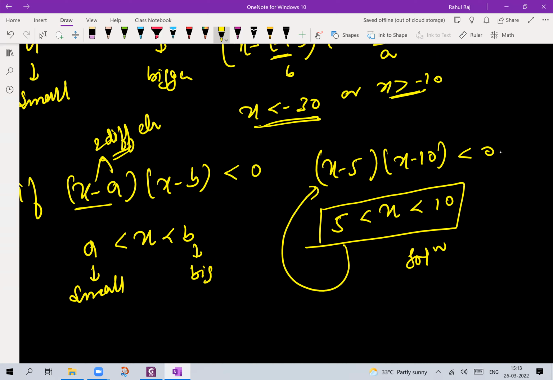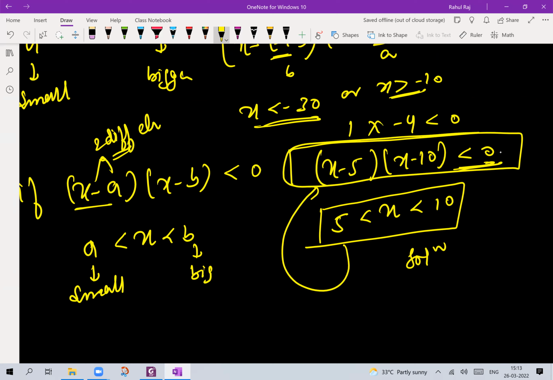I'll take 6. 6 minus 5 is what? 1. 6 minus 10 is what? Minus 4. It is less than 0. For one single value, if this equation does not satisfy, it means what we have done is wrong. This should be 100% sufficient for every value of x lying between 5 and 10. You should get (x minus 5) into (x minus 10) less than 0.